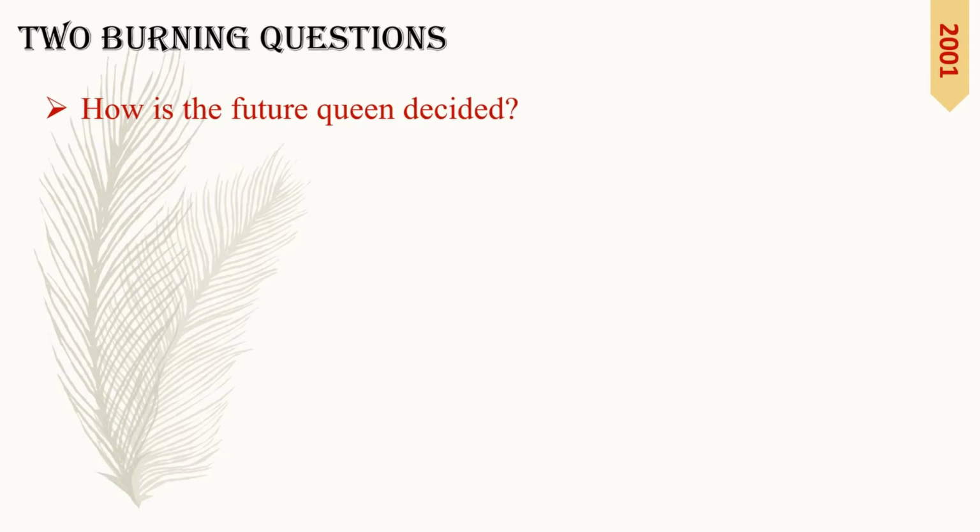So we wanted to know, how is the future queen decided? And very importantly, how do the workers know that the queen is gone? She doesn't look different. She doesn't do much other than laying eggs. She's a docile individual. She's not interacting with anyone. So these are questions which were being actively discussed in the lab at that time.